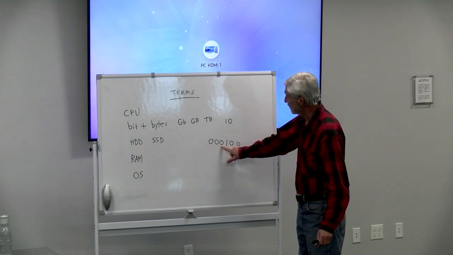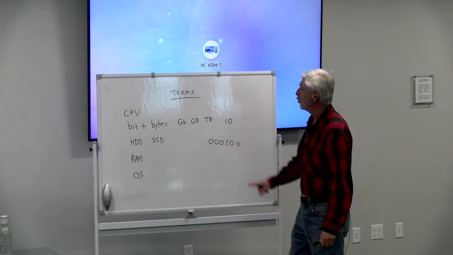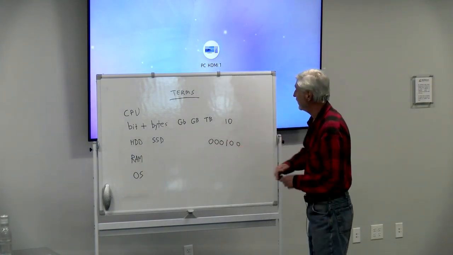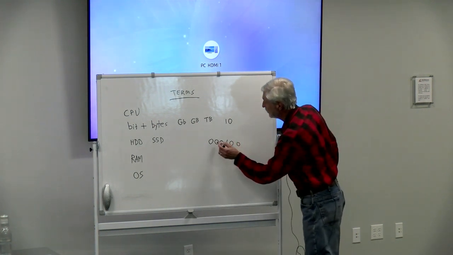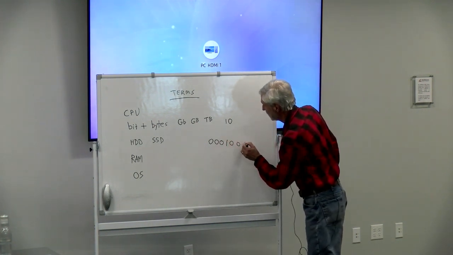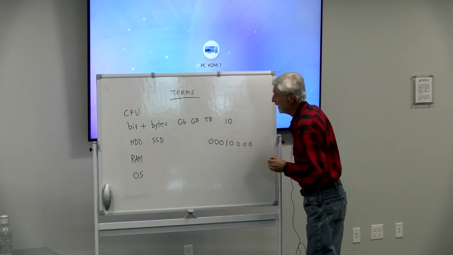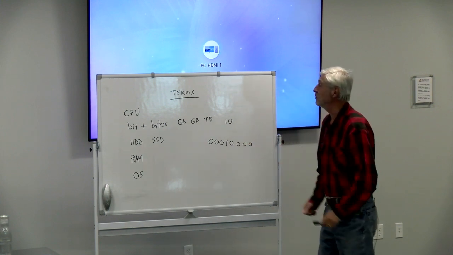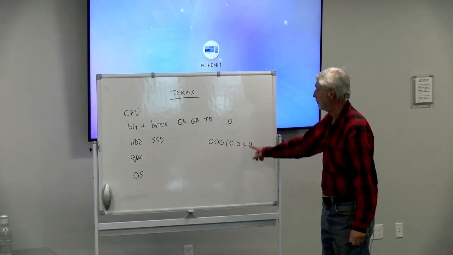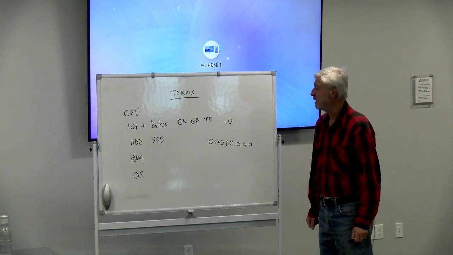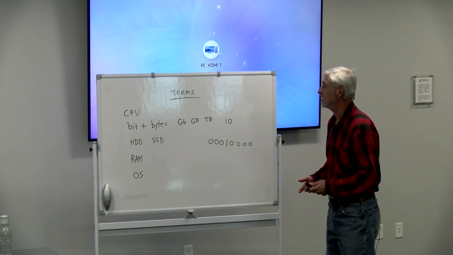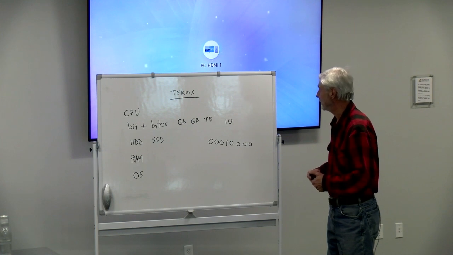A bit is either a 0 or a 1. What's a byte? A byte is 8 bits. 1, 2, 3, 4, 5, 6, 7, 8. It turns out that computers like to move data in chunks of 8 bits, called a byte. Okay, so that's what a byte means. You have to know what a bit is first, and now you know what a byte is.